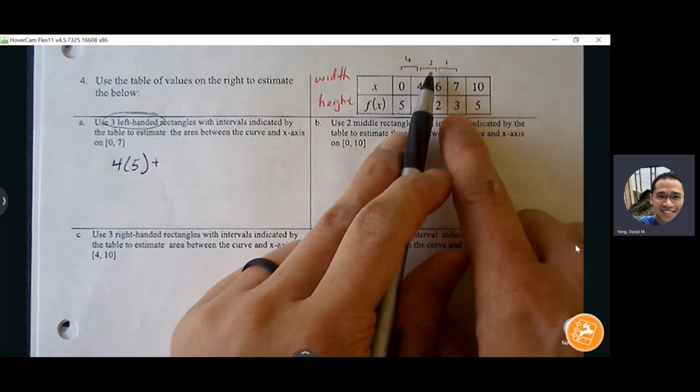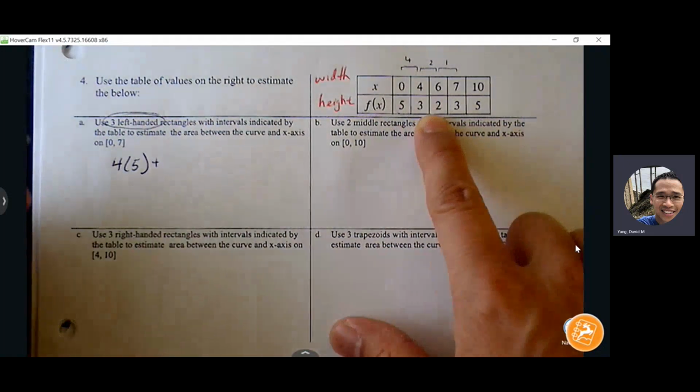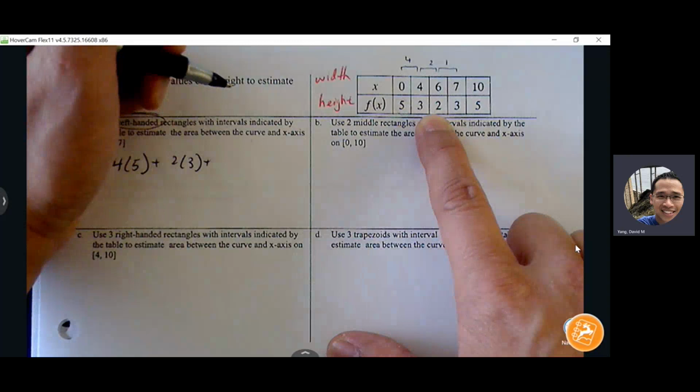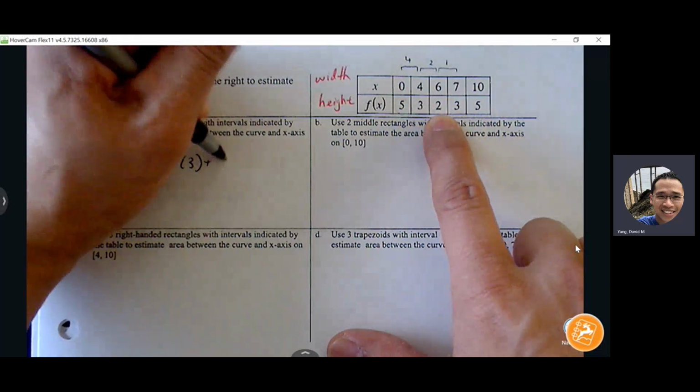Second subinterval has a width of 2, a height of 3, so 2 times 3. Third subinterval, width of 1, height of 2.